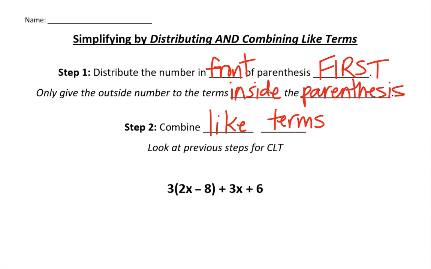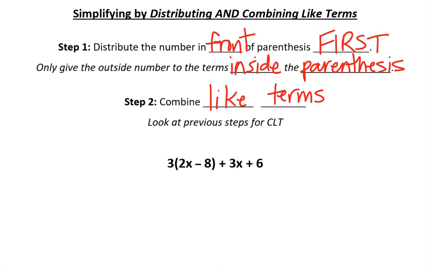So let's look at this first example here. It says 3 parentheses 2x minus 8, close parentheses, plus 3x plus 6. So what I'm going to distribute in this problem is the 3. And I'm only going to give this number to the terms inside the parentheses. So I'm only going to multiply it to 2x and to the negative 8. I am not going to do this because the 3x and the 6 are not in the parentheses. So I don't distribute there.